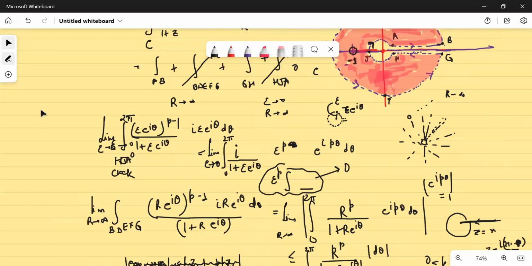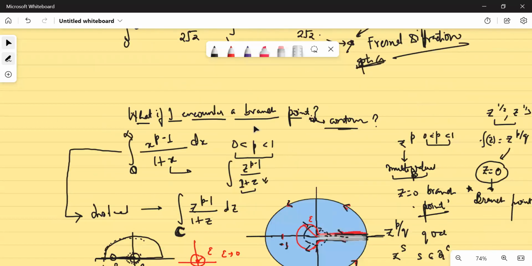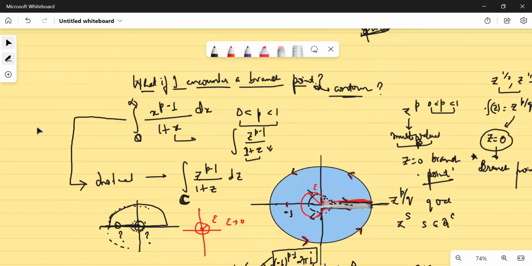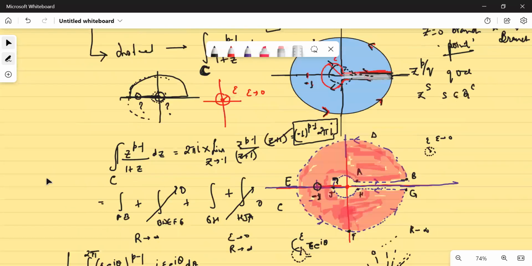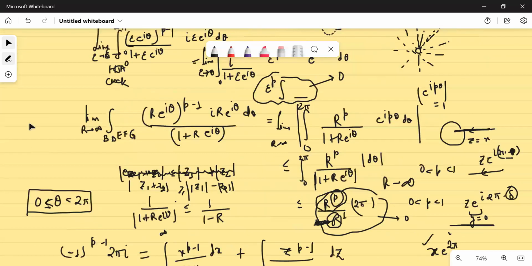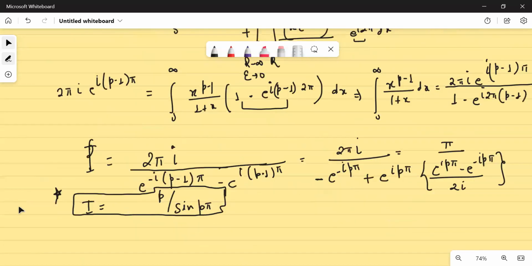But here you can see that in the question itself, I wrote that p lies between 0 and 1. So you have to understand that whenever we encounter some branch point singularities, then we do such kind of integrals. Is that clear?